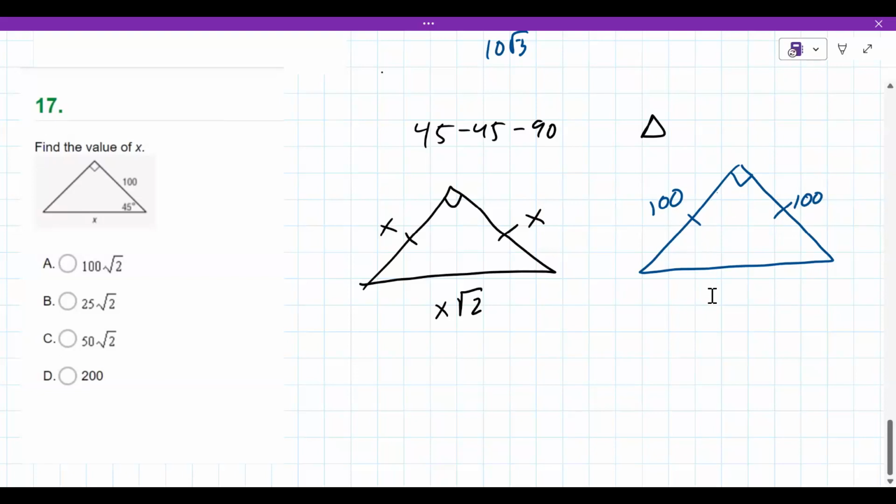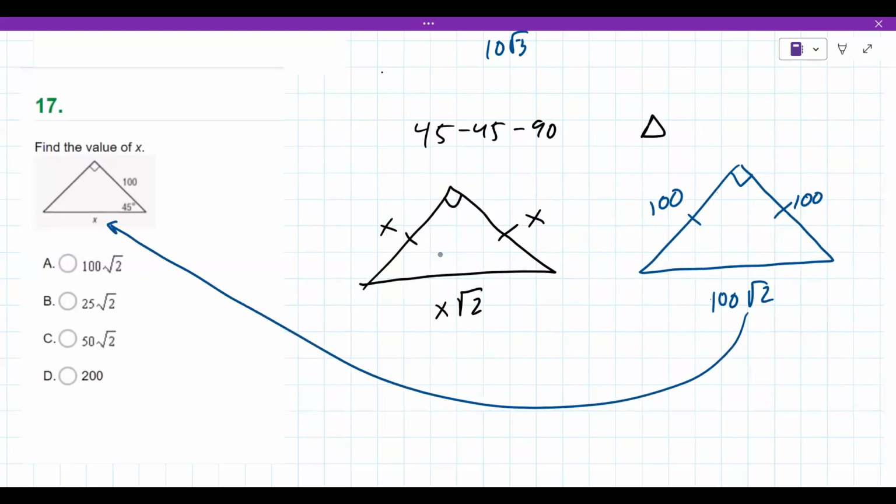Gotcha. What is the hypotenuse down here? The hypotenuse would be 100 square root 2. Yes. Now we map that back to, well, what do they want us to find? They want us to find the hypotenuse. Gotcha. Does that make sense? Yeah. Okay.